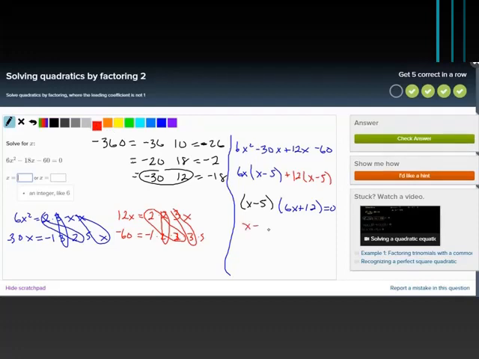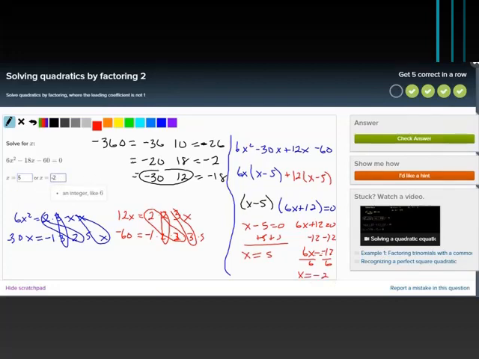So x minus 5 equals 0, so add the 5. So x equals 5. That's one of my answers. And now I have 6x plus 12 equals 0. So I subtract the 12 from both sides. So I have 6x equals negative 12 and divide by 6. So x equals negative 2.